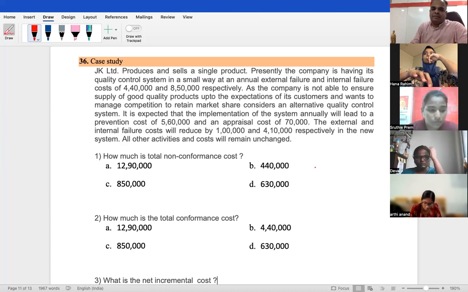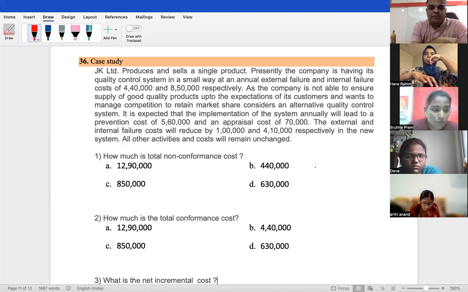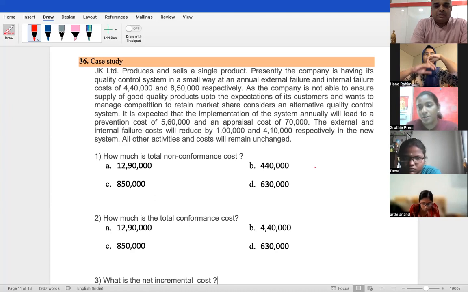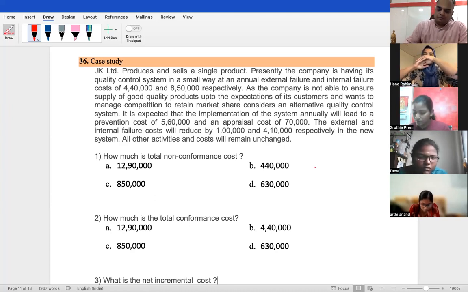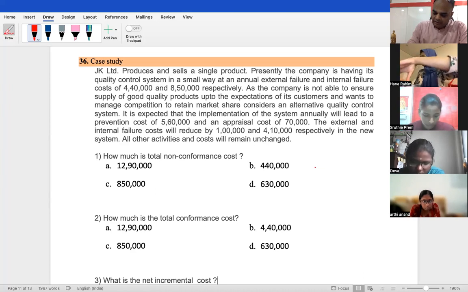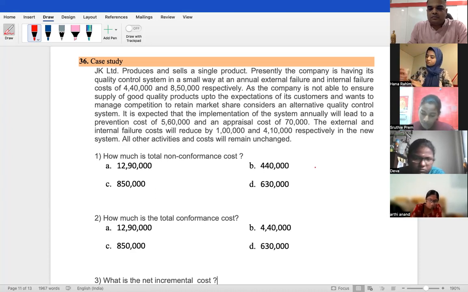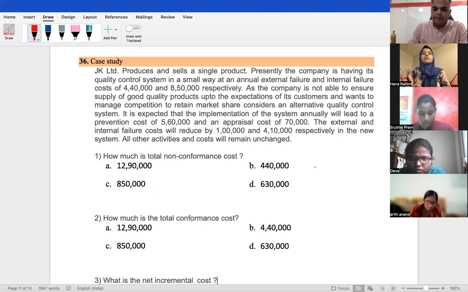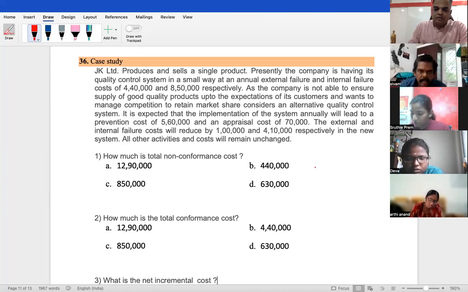So currently, prevention and appraisal, what is the external and internal failure cost? 4,40,000 plus 8,50,000, total comes to 12,90,000. That is called the non-conformance cost. Am I right? Yes, sir. Whereas conformance cost, how much do they want to incur? Prevention and appraisal. 5,60,000 plus 70,000, 6,30,000.